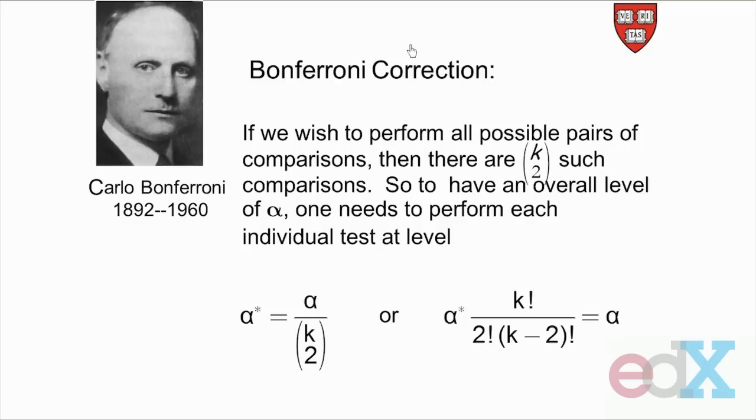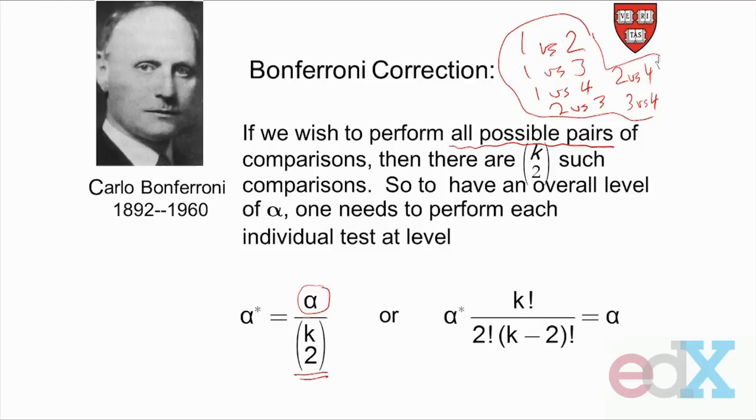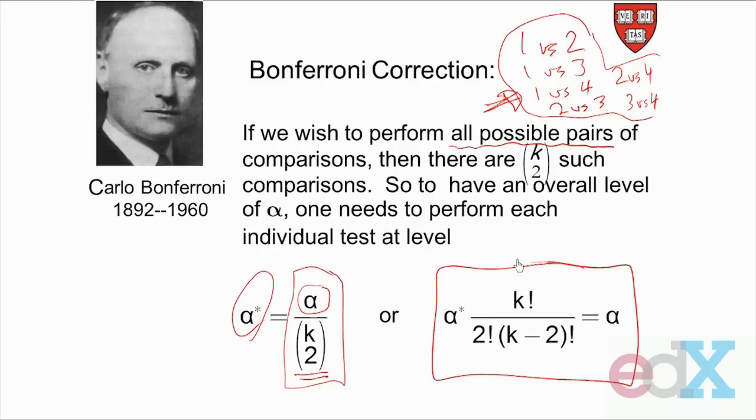If we wish to perform all possible pairs of comparisons, so for example 1 versus 2, and 1 versus 3, and 1 versus 4, and 2 versus 3, and 2 versus 4, and 3 versus 4, all of them, you want to do all of them, okay? One way to do that is to take your alpha, let's say 0.05, and divide it by k combination 2. So in this case, k was 4, so k combination 2 is 6. So divide it by 6, and then test each one of these comparisons at this alpha star level, to have an overall level of alpha. Or if you multiply by k combination 2, there's your overall alpha.